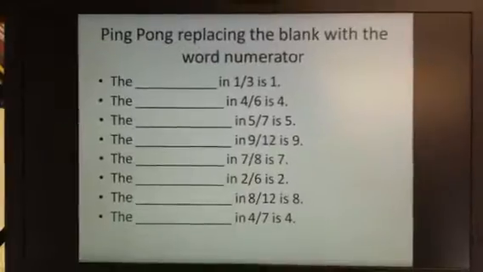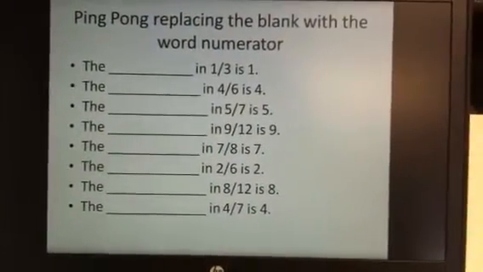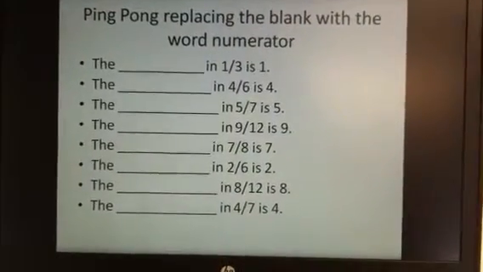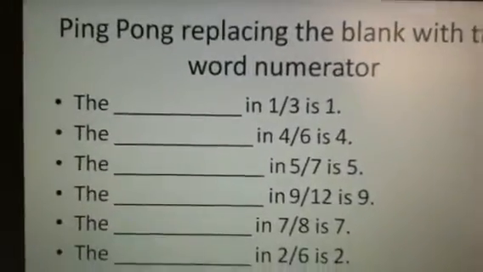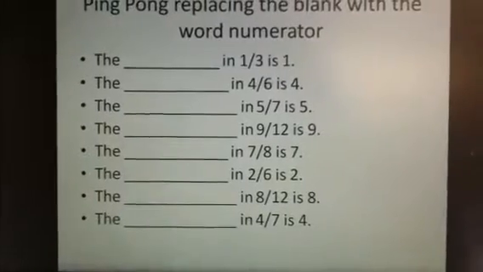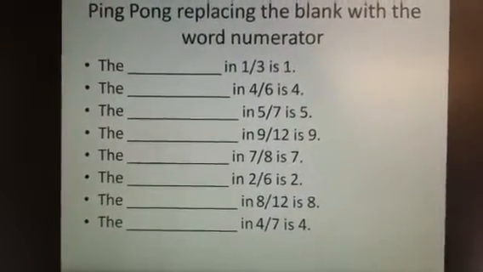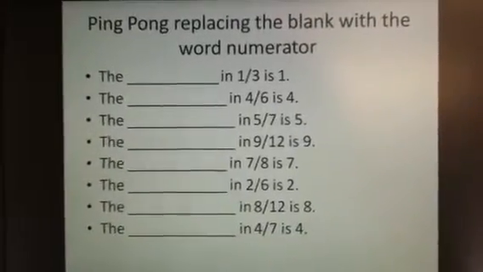Alright, I'm going to have Mrs. Loftus pause the video, but then you're going to ping pong replacing the blank with the word numerator. So for example, the numerator in 1/3 is 1. You're going to ping pong back with a partner, back and forth, filling in the blank with the word numerator. Go ahead and do that, and we're going to come back in about 30 seconds.